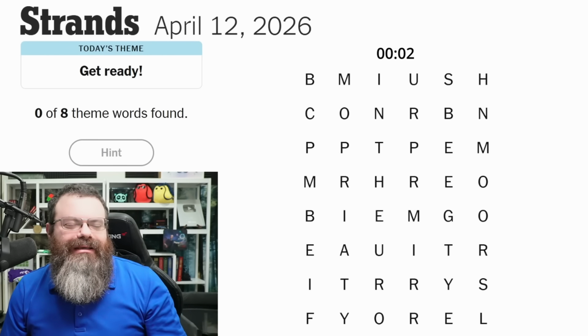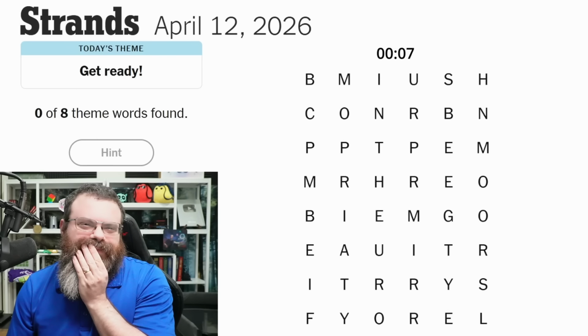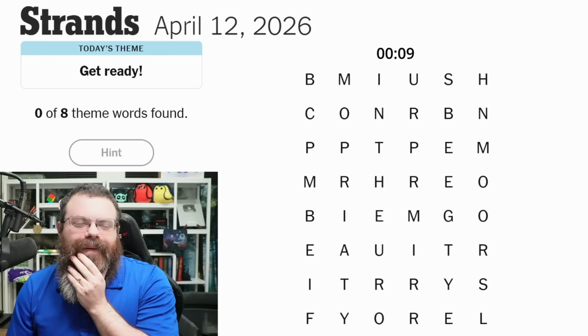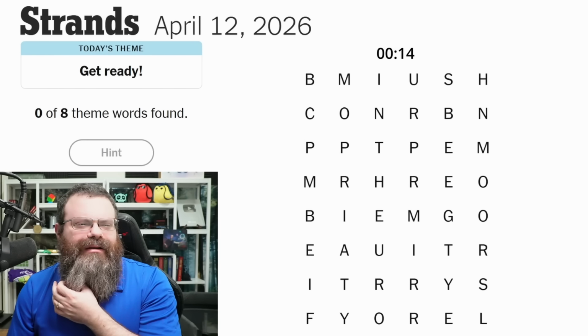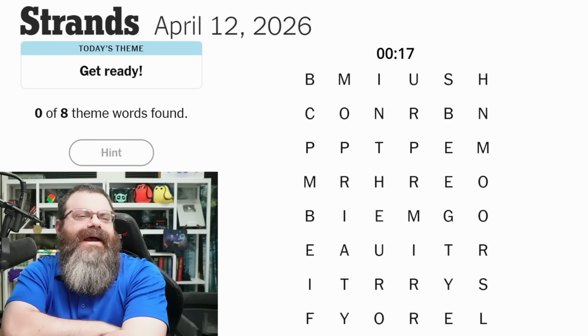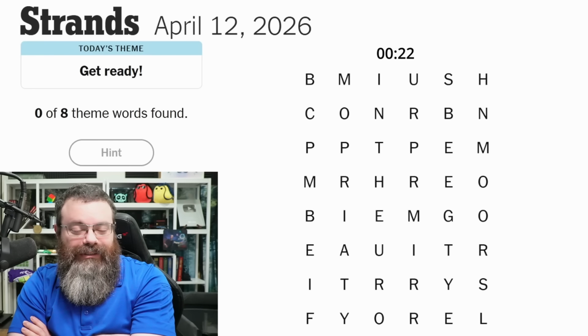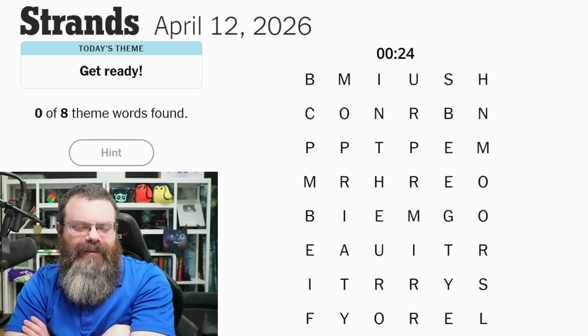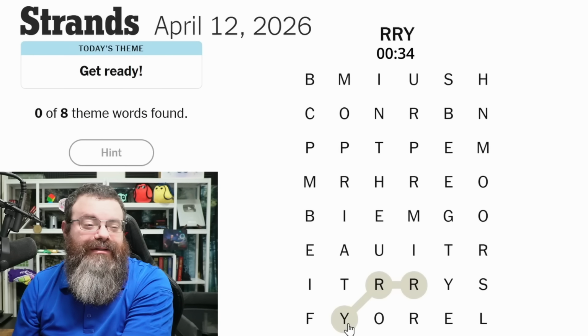Today's theme is get ready. Let's just find words. Get ready. Like morning, breakfast, getting dressed. Is that the kind of thing we're talking about, or is it something else? Like prepare, practice. There's a lot of R's down here. Maybe we have a double R word, like an R or Y or something. We have a Y here. We could do R or Y here. I don't know.